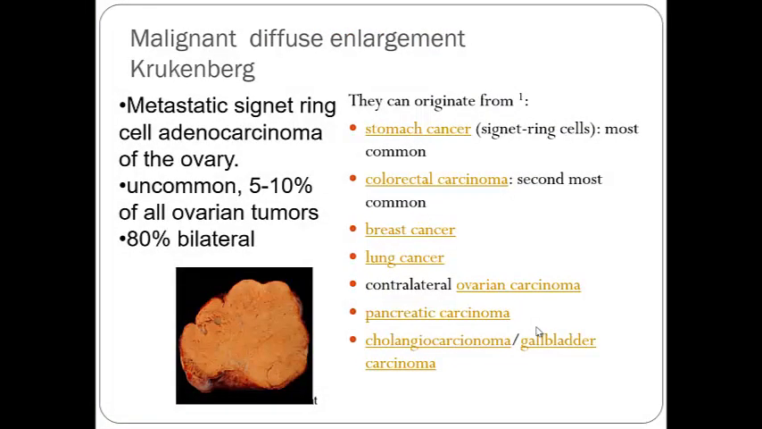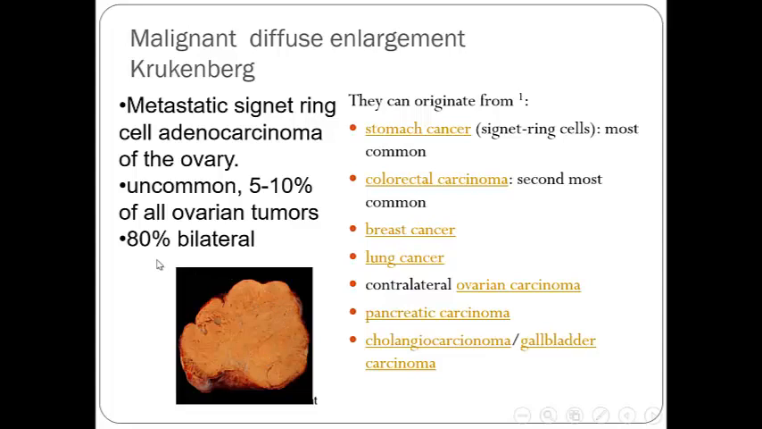When we see that there is a malignant lesion, the first rush is that it could be a malignant Krukenberg, metastatic. What is the Krukenberg tumor? Krukenberg is a metastatic signet ring cell adenocarcinoma of the ovary. It is uncommon. It occurs in 5 to 10% of all ovarian tumors, and 80% are bilateral in origin.